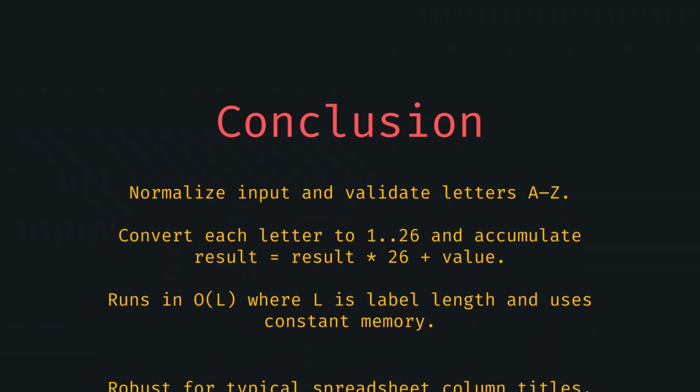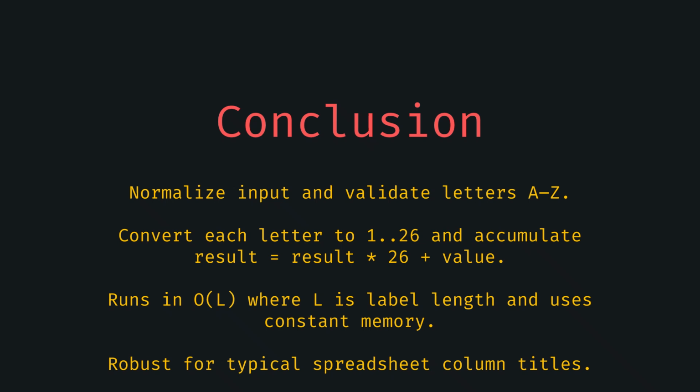To wrap up, we've implemented a straightforward and efficient converter from Excel column titles to numbers using base 26 accumulation. It is safe and performs well even for long titles. If you'd like, I can also provide the inverse function, which is number to label, a TypeScript typed version, or a tiny utility that parses full cell references like BC23 into column 55 and row 23. Which one should I make next?